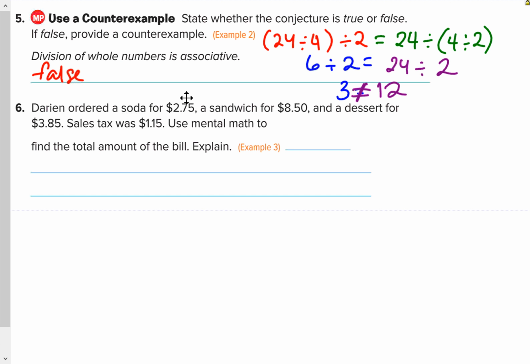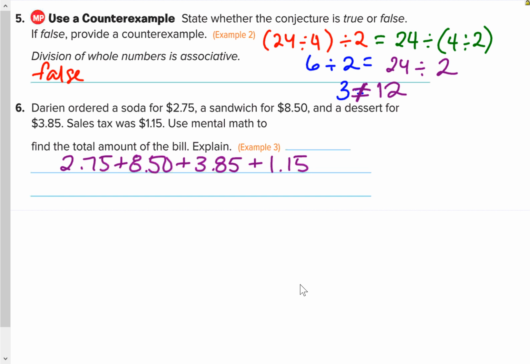Number 6, Darian ordered a soda for $2.75, a sandwich for $8.50, and a dessert for $3.85. Sales tax was $1.15. Use mental math to find the total amount. So you're supposed to add these numbers: $2.75 plus $8.50 plus $3.85 plus $1.15. And what they want you to do is use mental math to find this.